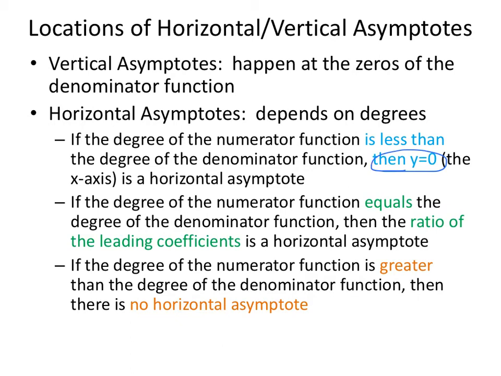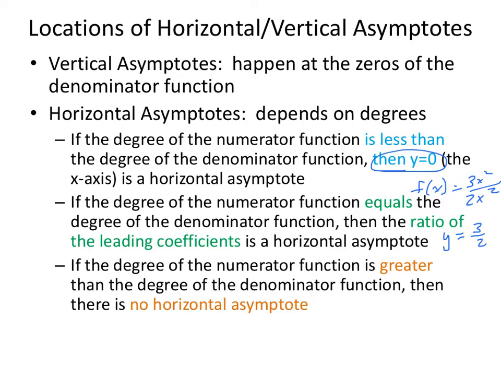If the degree of the numerator function equals the degree of the denominator function, then the ratio of the leading coefficients is a horizontal asymptote. So say I've got a function f of x equals 3x squared plus or minus something over 2x squared plus or minus something. Okay, so that means that my horizontal asymptote is going to be the line y equals 3/2.